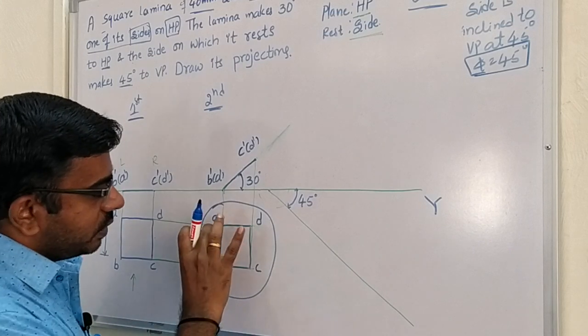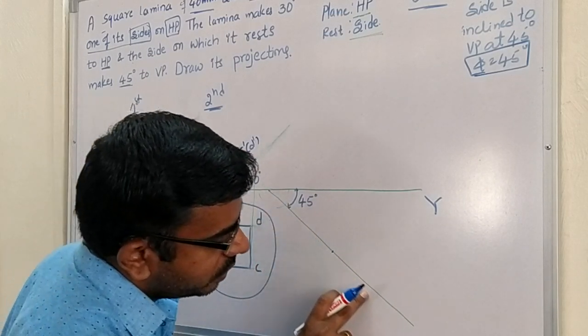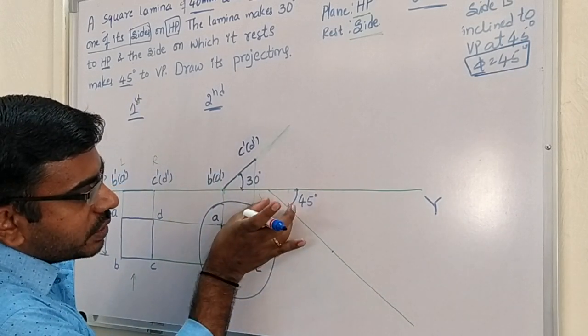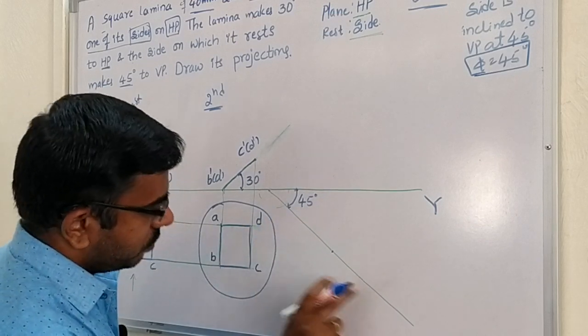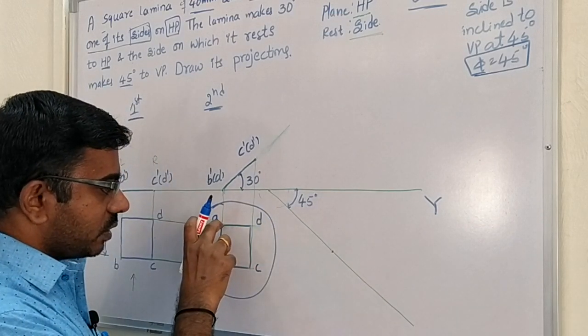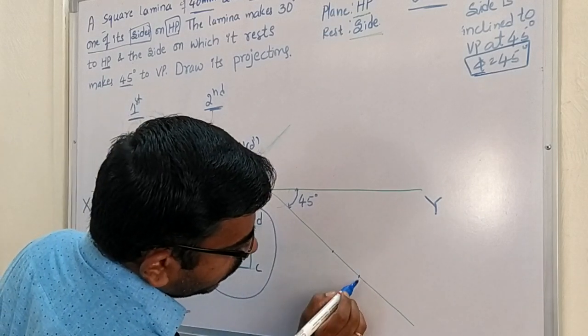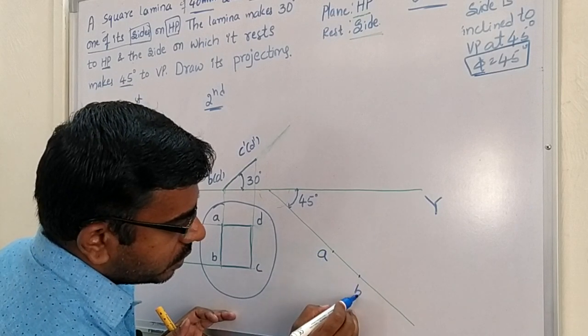Okay, mark this AB. Mark A anywhere on this 45 degree line. You take any convenient distance from the XY line. Okay, anywhere on this, mark it A. Measure this distance. How much is there? 40, and draw, mark it B. Okay, this is A and this point is B.